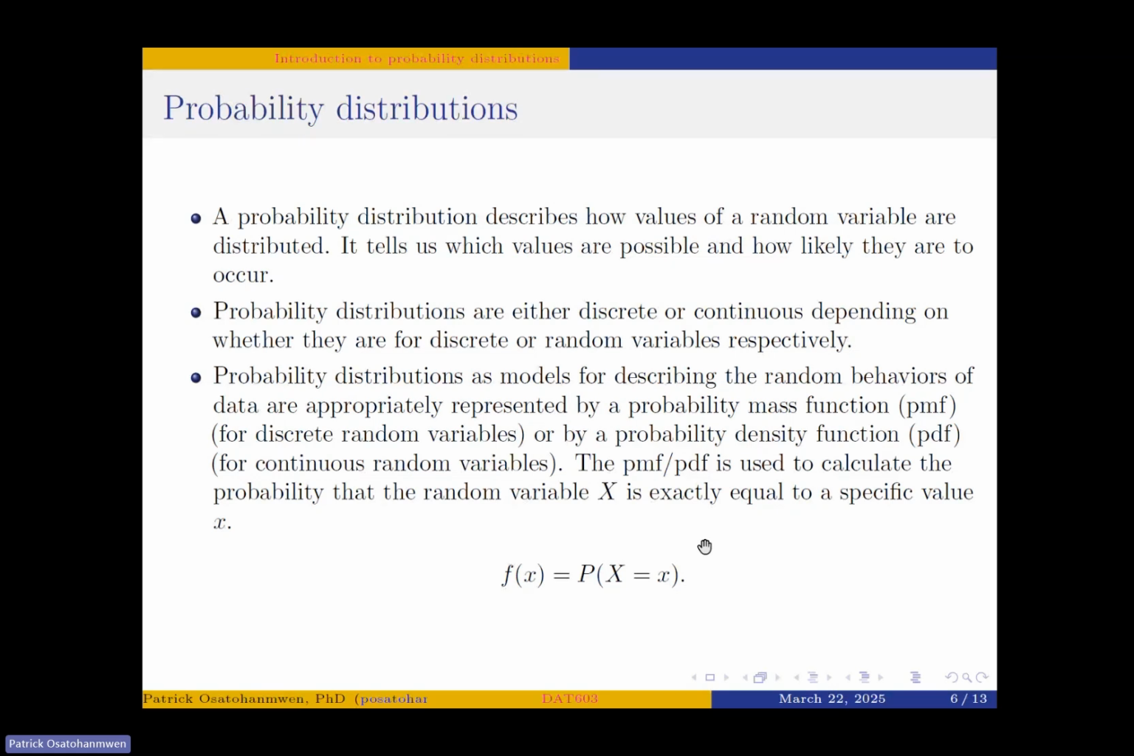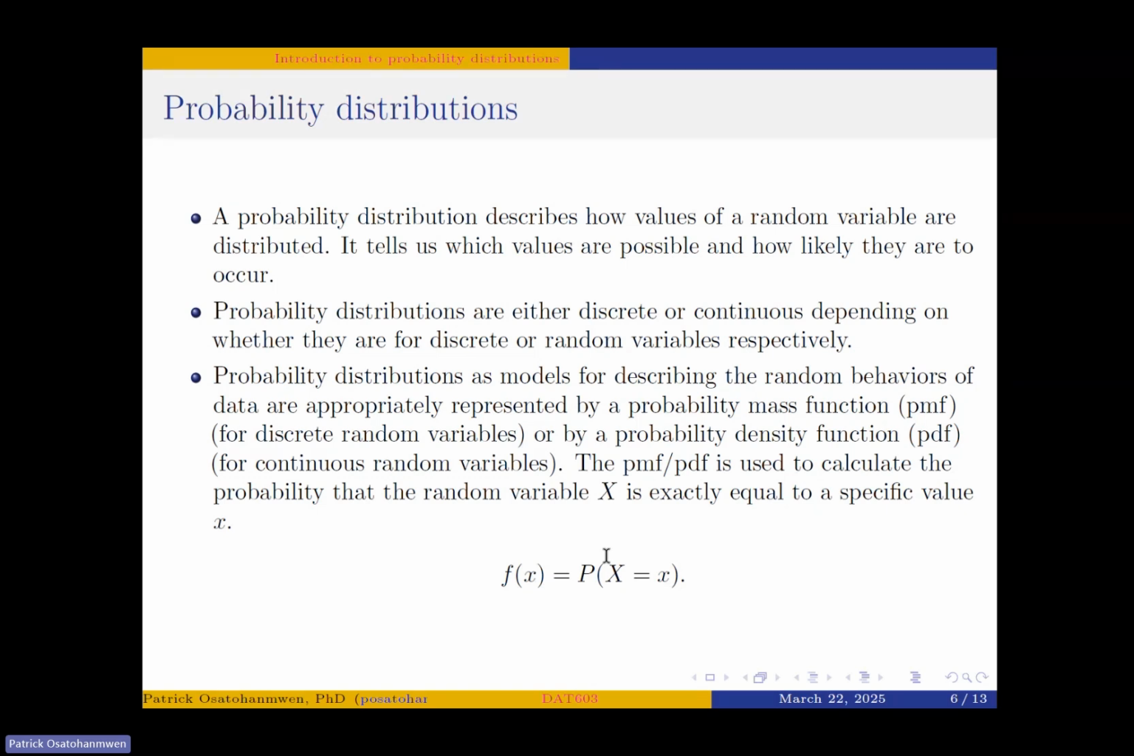It's called the probability mass function if the random variable x is discrete. It's called the probability density function if the random variable x is continuous. It's essentially used to compute the probability that the random variable will assume a specific value. So that's what a probability mass function or a probability density function is. Don't forget it.